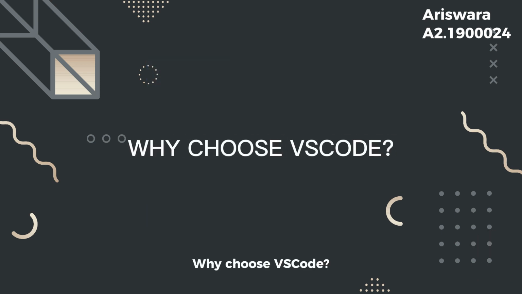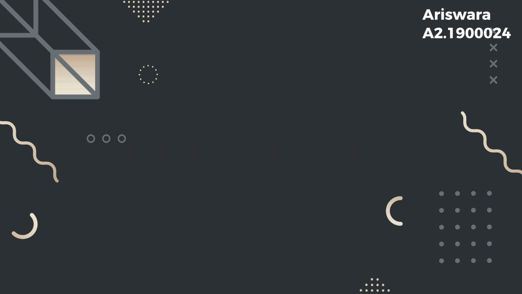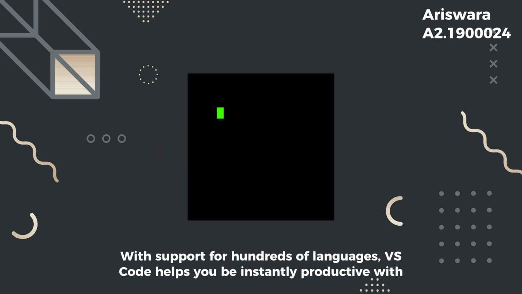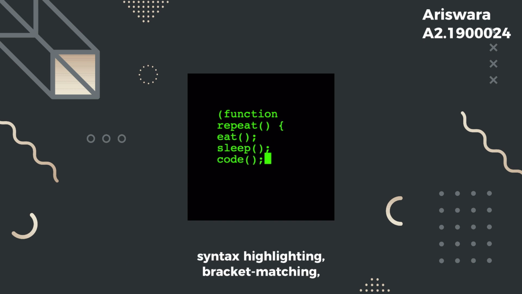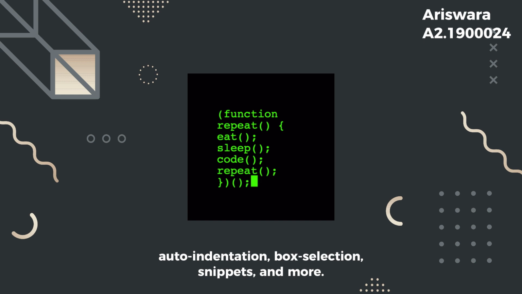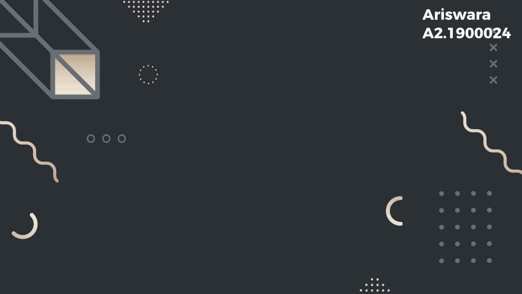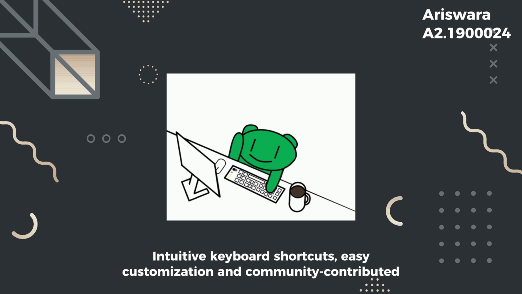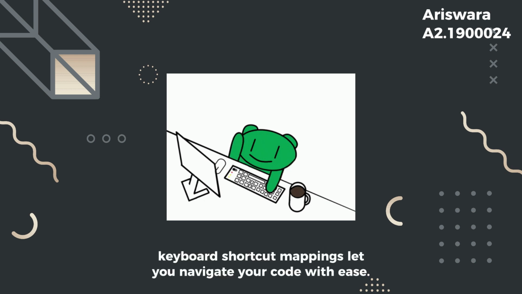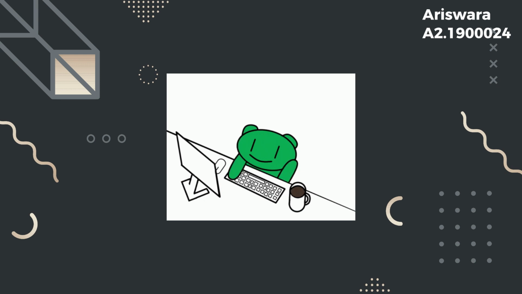Why choose VS Code? With support for hundreds of languages, VS Code can help you be instantly productive with syntax highlighting, bracket matching, auto-indentation, box selection, snippets, and more. Intuitive keyboard shortcuts, easy customization, and commonly contributed keyboard shortcut mappings let you navigate your code with ease.